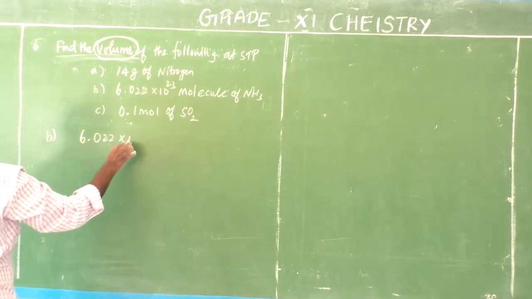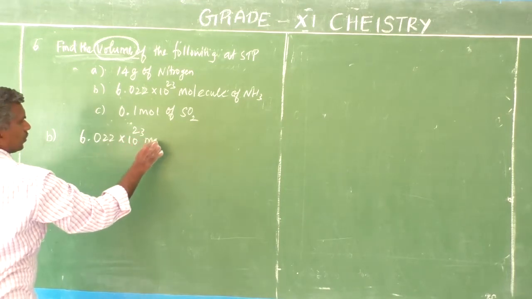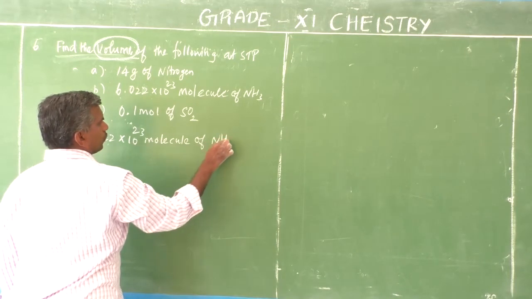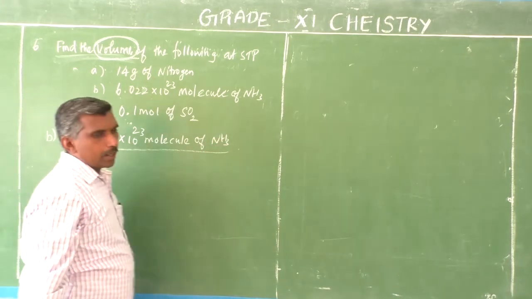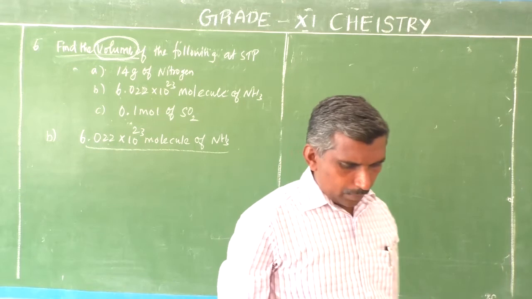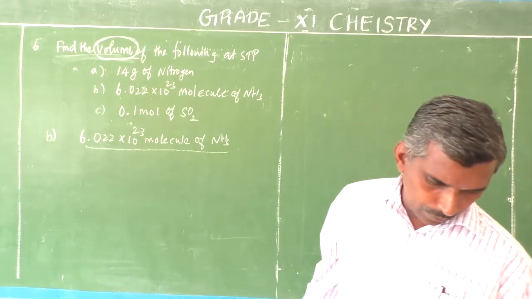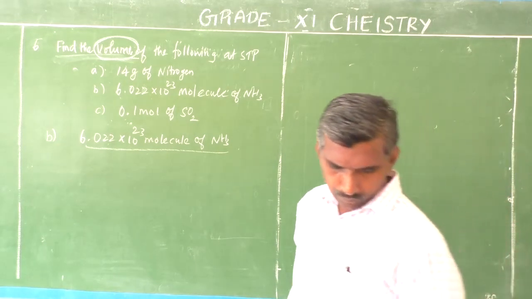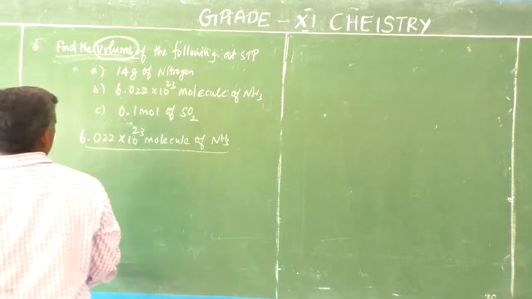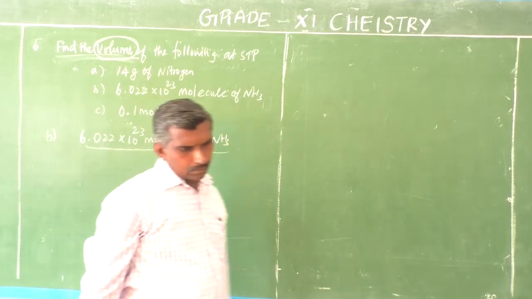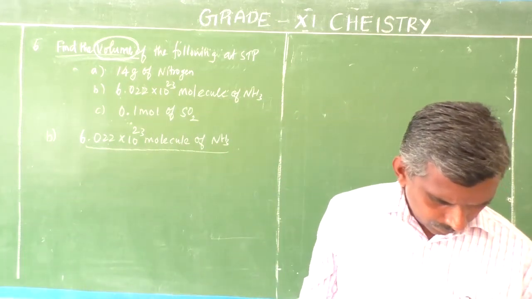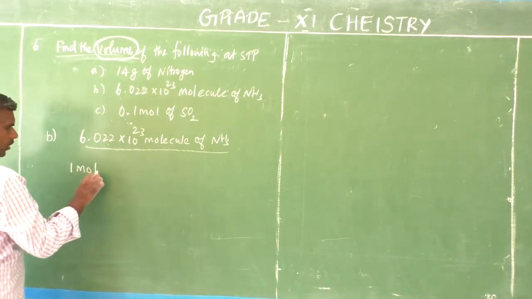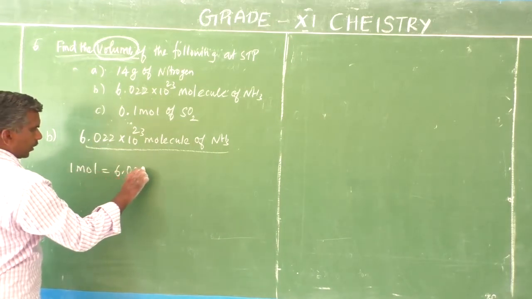6.022 into 10 power 23 molecules of ammonia. You find the volume. You know, one mole is equal to Avogadro number of molecules.